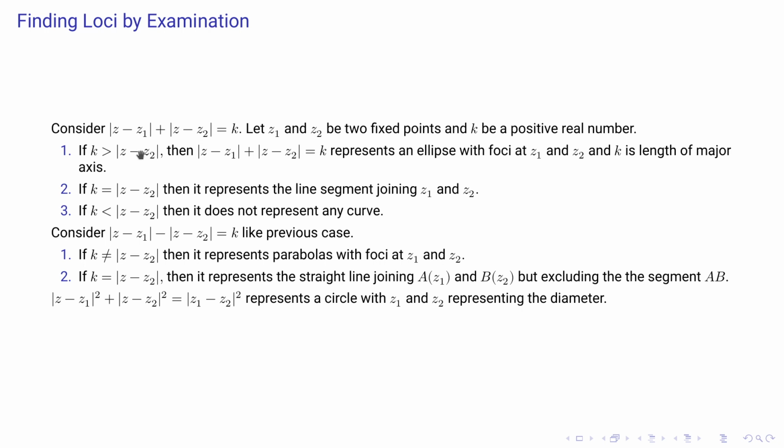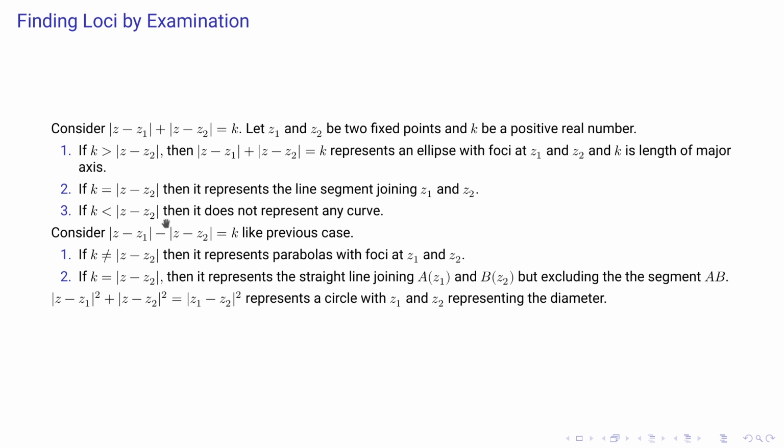If k is greater than mod of z1 minus z2, then this represents an ellipse with foci at z1 and z2, and k is the length of the major axis. If k is equal to mod of z1 minus z2, then it represents a line segment joining z1 and z2. In case k is less than mod of z1 minus z2, then it does not represent any curve.